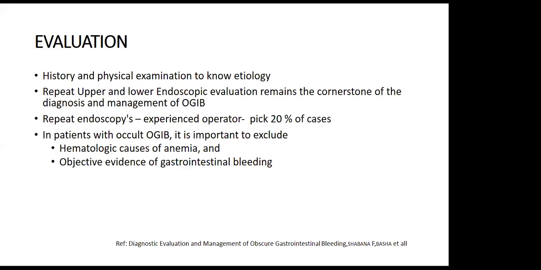How we evaluate a case of obscure GI bleeding: the history and physical examination are very important to know the etiology of the obscure GI bleeding. Repeated upper and lower GI endoscopies are very important for the diagnosis and management of obscure GI bleeding. Repeated upper GI and lower GI endoscopy should be done in all patients, in which experienced operators pick up 20% of the cases.